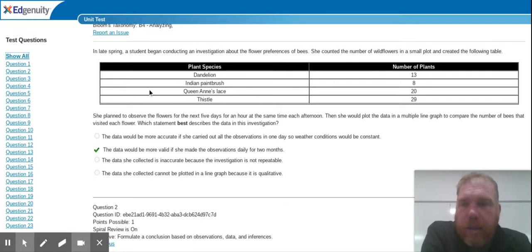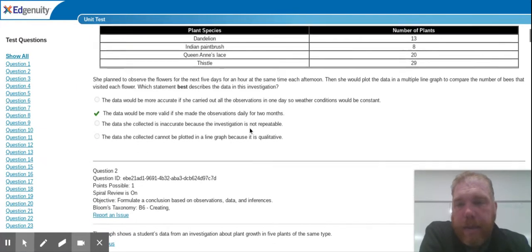On number one, they give you this situation about observing flowers and bees, and they ask which statement best describes the data. Well, the issue is they only observed it for 5 days, and so the correct answer would be observing it longer. Some of these questions are going to ask you to evaluate how someone's doing an experiment, and it needs you to see where improvements can be made.